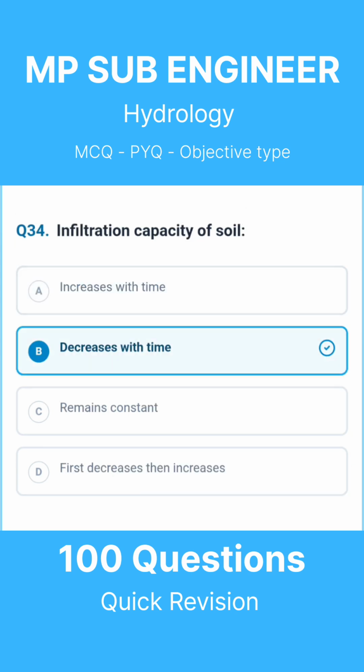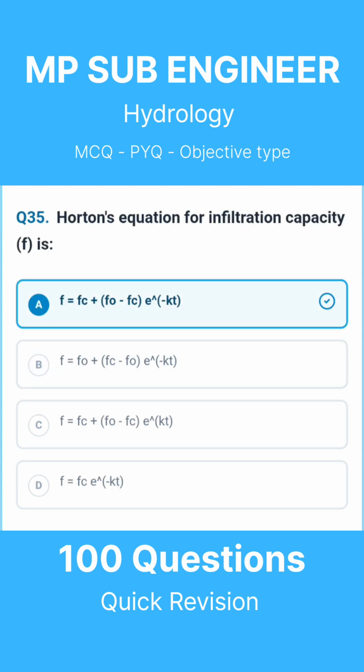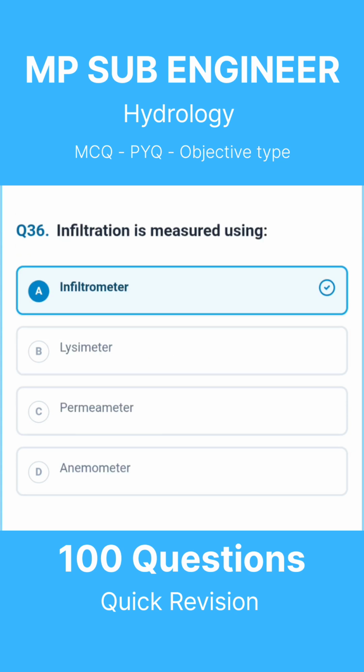Question 34. Infiltration capacity of soil. The correct answer is decreases with time. Question 35. Horton's equation for infiltration capacity f is. The correct answer is f equals fc plus (f0 minus fc) e to the power of minus kt. Question 36. Infiltration is measured using. The correct answer is infiltrometer.